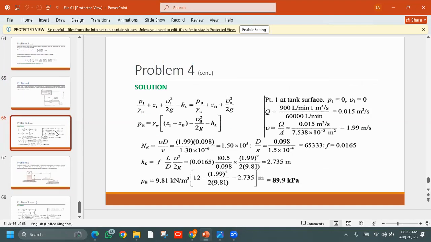We will need to use Bernoulli's equation, which is again the addition of pressure head, elevation head, velocity head, and the head loss will be neglected or can be subtracted from this equation. We need to find out the pressure at point B.